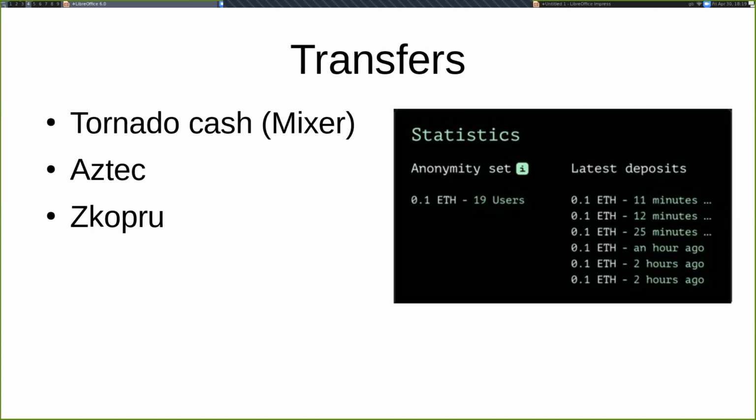And Aztec and ZK optimistic rollup are similar to this, but they have a higher scaling benefit. Aztec is a ZK rollup, which means it uses zero knowledge proofs for privacy, but it also uses zero knowledge proofs for scalability. ZK optimistic rollup is a little bit different. It uses ZK technology for privacy, and it uses optimistic rollup techniques like what Optimism and Arbitrum use for scalability. All of these support private transfers, and ZK optimistic rollup also supports private atomic swaps. So you could theoretically build a private exchange using ZK optimistic rollup. So we can do transfers.